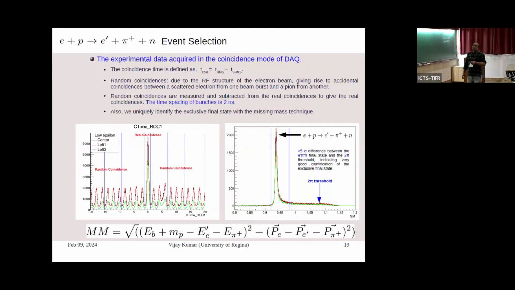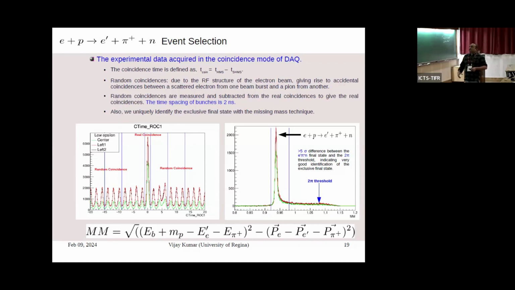So here this is the main pion production reaction. The first thing we need to do is select these pion events. Here this is timing information that we get from both spectrometers, and this structure is because of the JLab RF structure of the electron beam. Here we have the real coincidence of these events, electron and pi plus, and other than this, we also have random coincidence. The real coincidence also contains random coincidence, so we need to subtract random coincidence from the real coincidence.